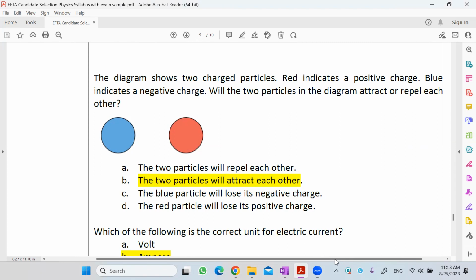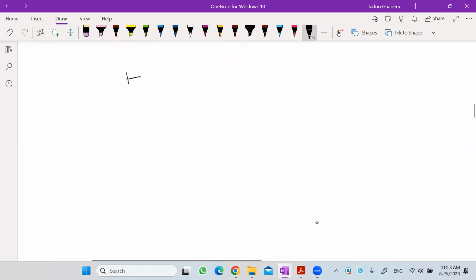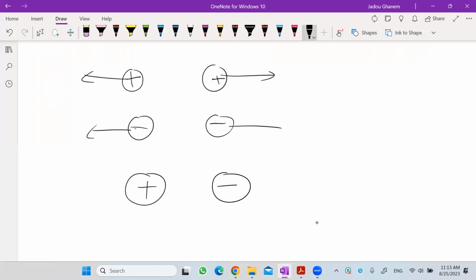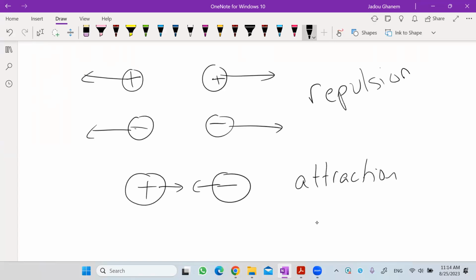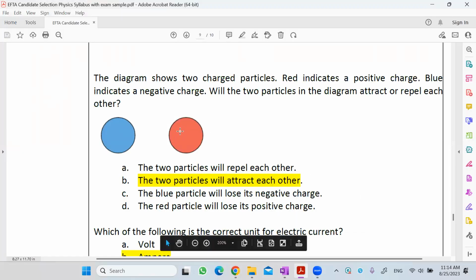So if you have plus and plus, they will create repulsion. All right? So plus with a plus, they will repel. They will go away. Minus and minus, they will go away. If we have different charges, they will attract each other. So here, attraction. Here, repulsion. All right? Okay. So if we have different charges, do you expect that they will attract or they will repel?